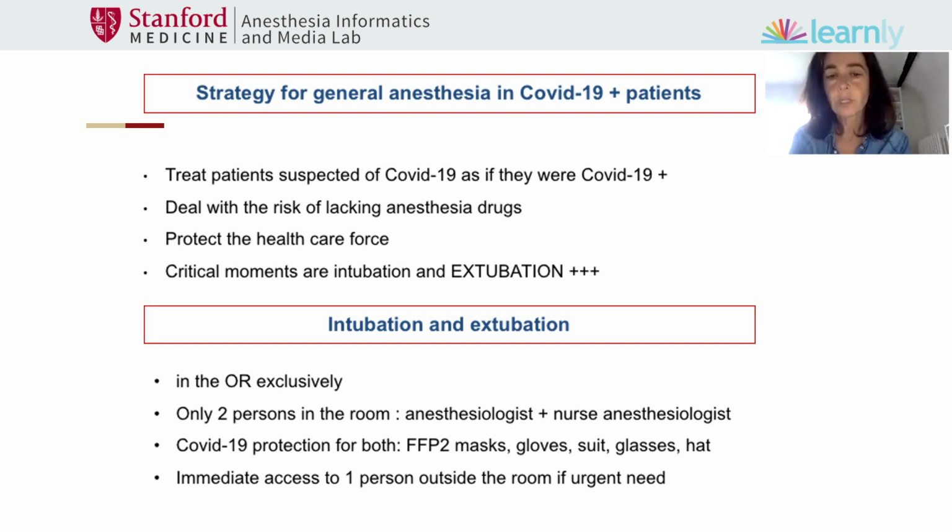When we do intubation and extubation, there's only two persons in the room, the anesthesiologist and the nurse anesthesiologist, that's it. And these two persons are fully equipped with FFP2 or N95 mask. They have gloves, full disposable gowns or suits, glasses or a face shield. So we have face shield in the OR for emergencies, and we have plastic glasses in the OR for scheduled surgeries. And of course, a full hat. And there's one person that is immediately accessible on the outside of the room that can see us, and we can see that person if we have an urgent need.